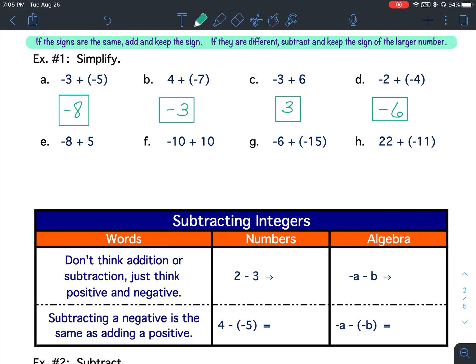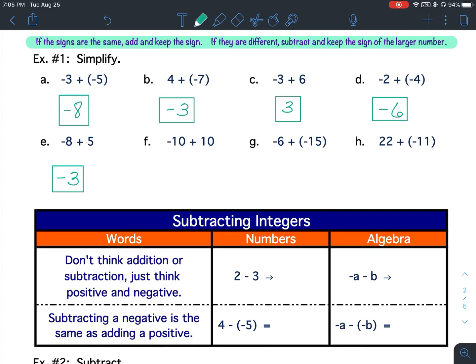All right, for E, the signs are different. -8 and +5. The signs are different, so I'm going to subtract. 8 minus 5 is 3. The larger number is 8, so that would be -3.